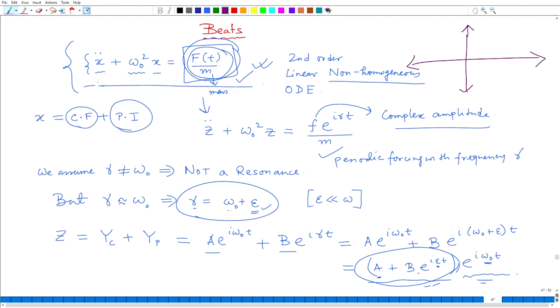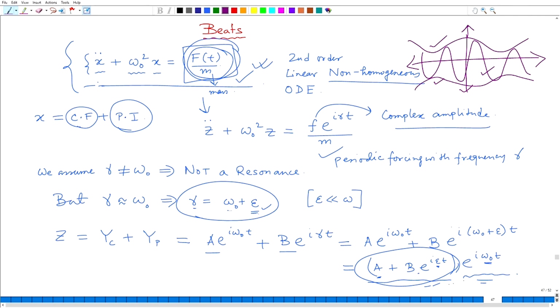So, let us say you have a function with a lower frequency which varies like this, for example, and then you have a function which varies like this. Then you can see that the function with the lower frequency is enveloping the function with the higher frequency. Here also we will have something like this.